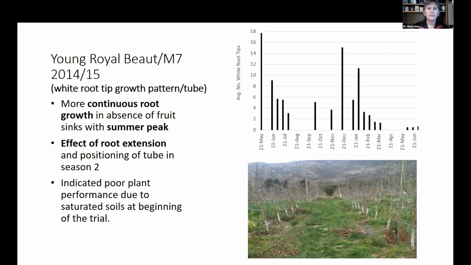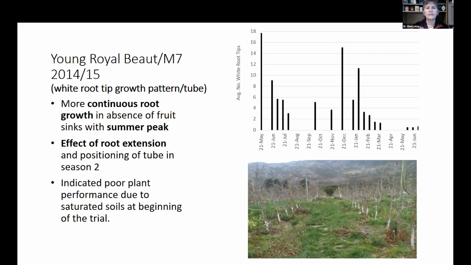What we also saw here was the effect of the root extension and the importance of the positioning of the tube, especially during the second season, because all of a sudden we didn't find any roots. And then when we dug, of course there were roots, but they were on the other side of the tube. So in this case, we had to remember that if we want to install the tube at the beginning of the life cycle of a tree, we should have another tube further along the line, or just remember that there's growth on the other side of the tube as well.